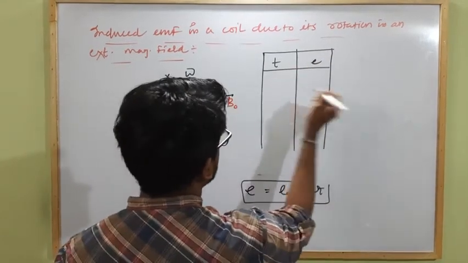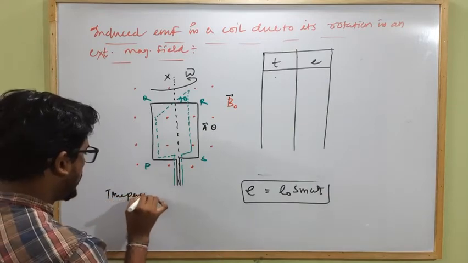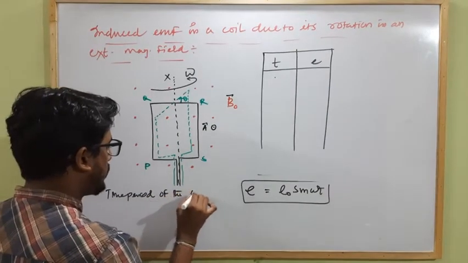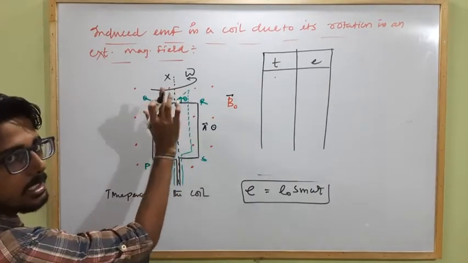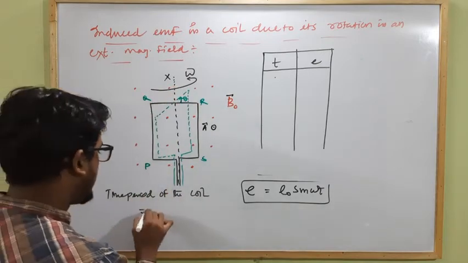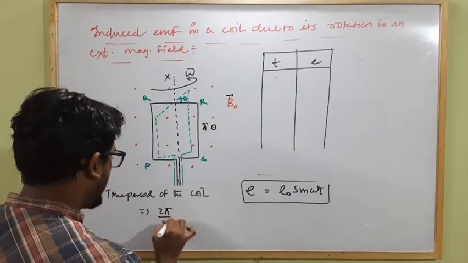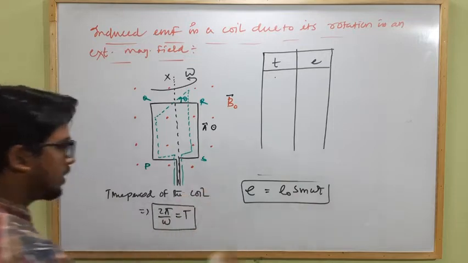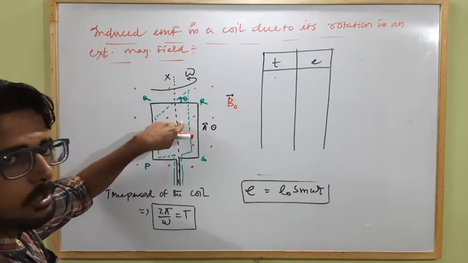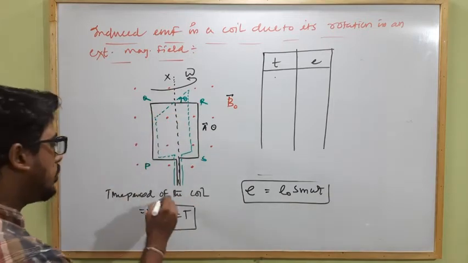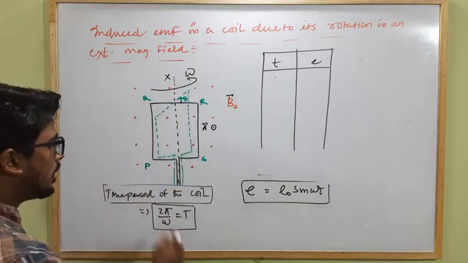Okay, so initially the instantaneous time is the total time, the time period of the coil. That means the total time required by the coil to complete one cycle, one rotation, is known as the time period of the coil, which is defined as, if omega is the angular velocity, the time period will be 2 pi by omega. Clear? The time required by this rotating coil to complete one cycle is the time period of the coil. If omega is the angular velocity, the time period of the coil will be T equal to 2 pi by omega.